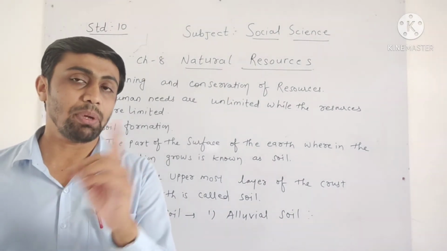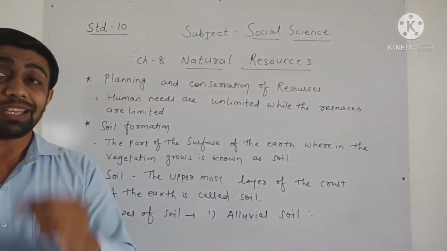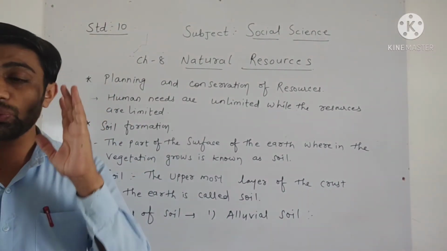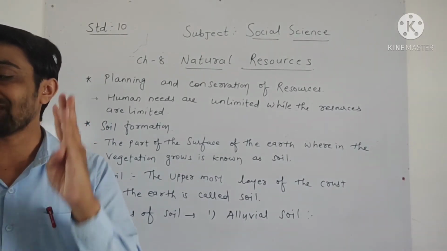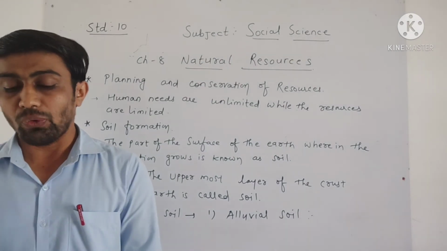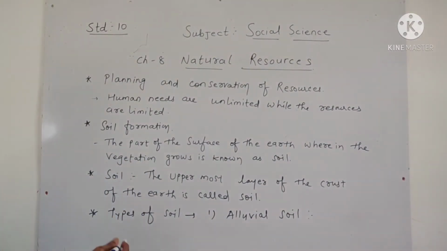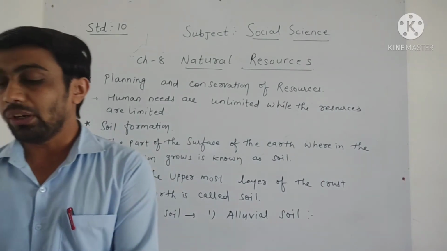Dear children, remember and underline this. They say that soils are classified on the basis of their color, climate, parent rock, structure and humus. Now next one, dear children, they have given the information about the types of soil. Which one? Types of soil.